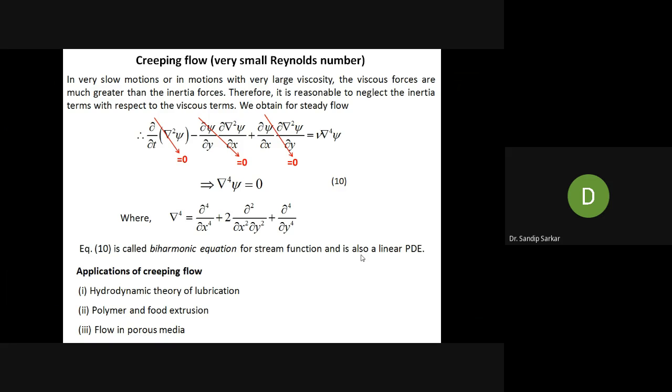Similarly, in a porous medium, suppose you have a bucket of sand, and you pour water from the top. What will happen? The fluid will slowly penetrate through the sand in the bucket. It will slowly move inside, and the velocity of the fluid is generally very small compared to the velocity in a space with no sand. So in that case, the Reynolds number is very small. That is called flow through porous media.